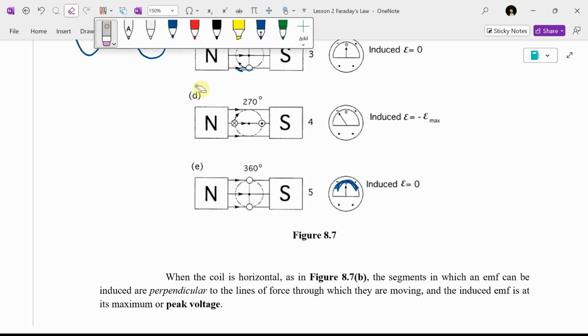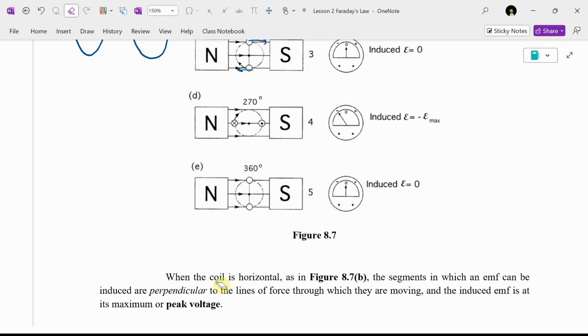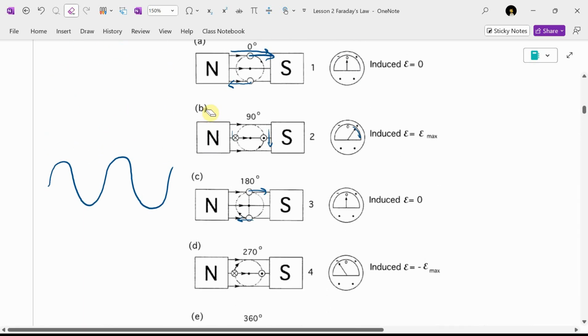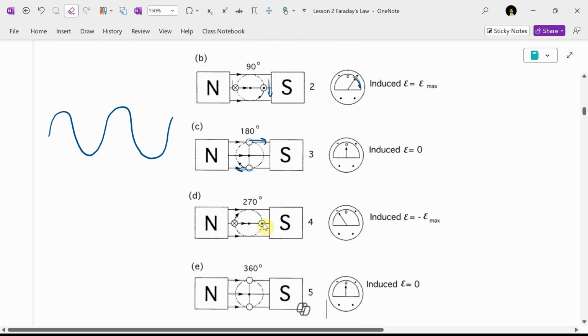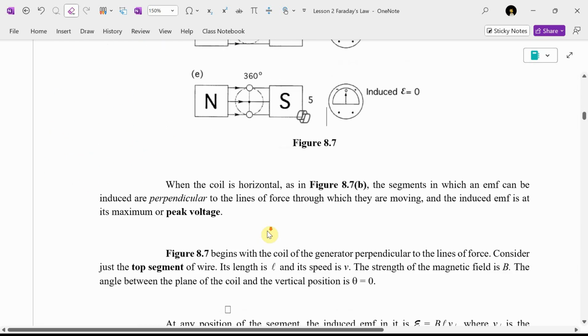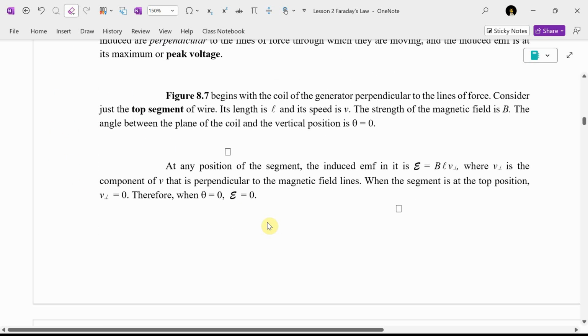So what I wrote here, Liam, is that when the coil is horizontal, like in picture B, this is when we get our peak voltage because the two bars are moving perpendicularly to the magnetic field. When the coil is vertical, either in picture A or C or E, we get no voltage. In picture D, when we're horizontal again, but the bars have flipped sides, we get a negative voltage. Same magnitude as the positive one, but in the opposite direction.